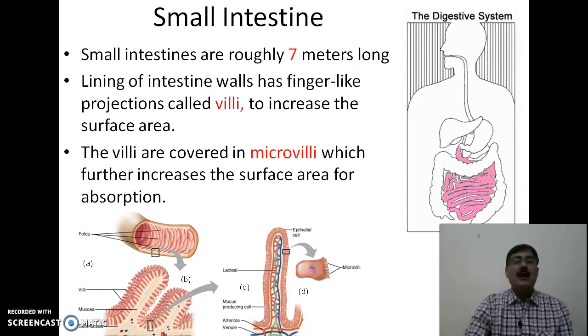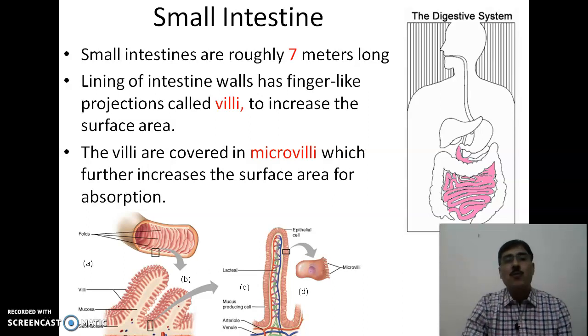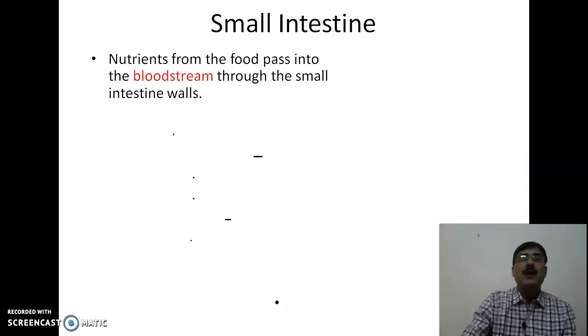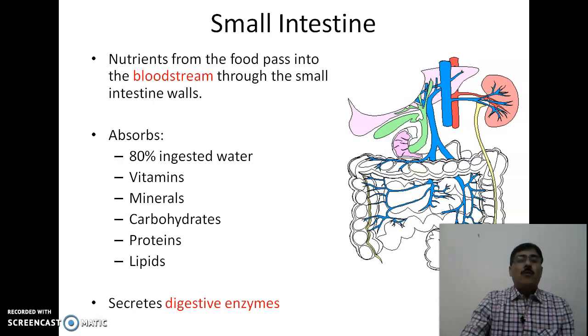Now these villi and microvilli are responsible for increasing the surface area for absorption. अवशोषण की सतह को ये माइक्रोविलाई सूक्ष्मांकुर और अधिक बढ़ाते हैं. Now what are the main factors that are responsible for increasing the absorption in the small intestine? First, it's the longest part of the alimentary canal. Second, it has greater surface area.